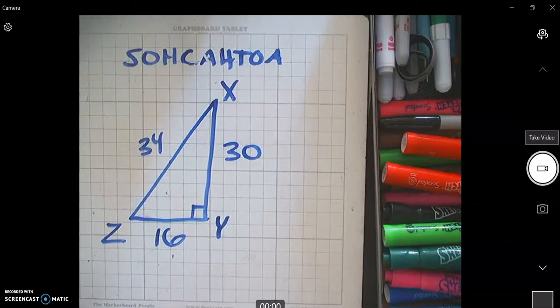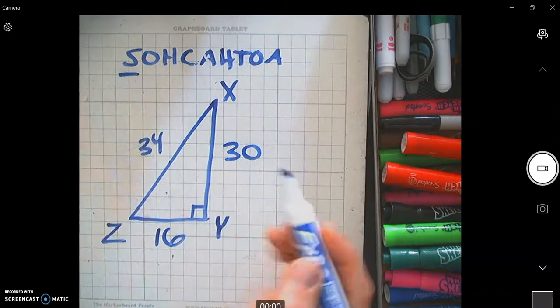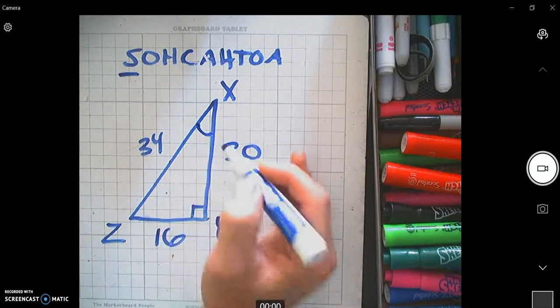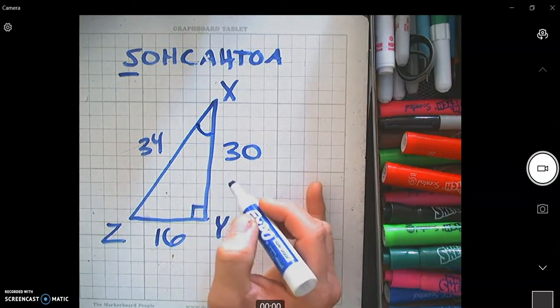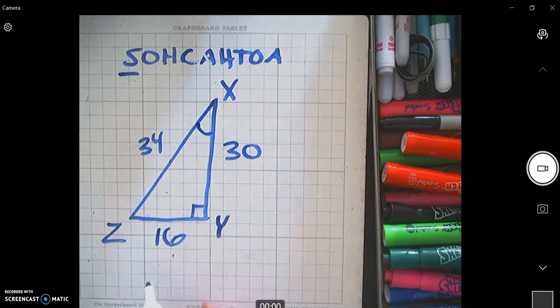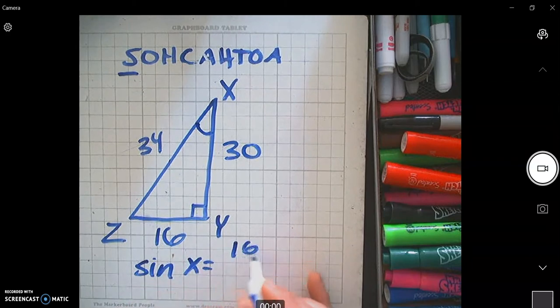Okay, so here's our triangle drawn out. We're looking for sine, cosine, and tangent. Let's go one at a time. So we're looking also for x, so that's this angle. So sine is opposite over hypotenuse. So sine of x is equal to, opposite is 16, hypotenuse is 34.